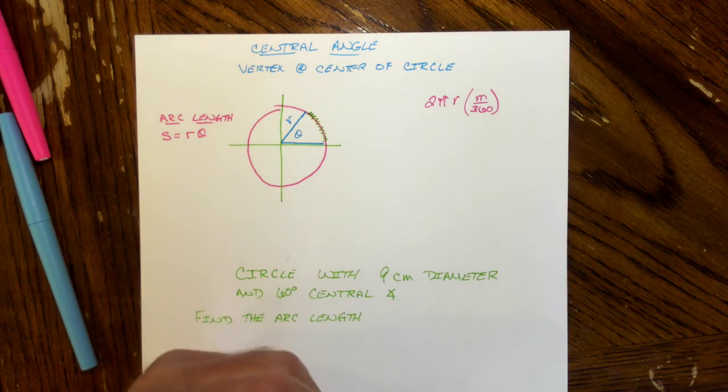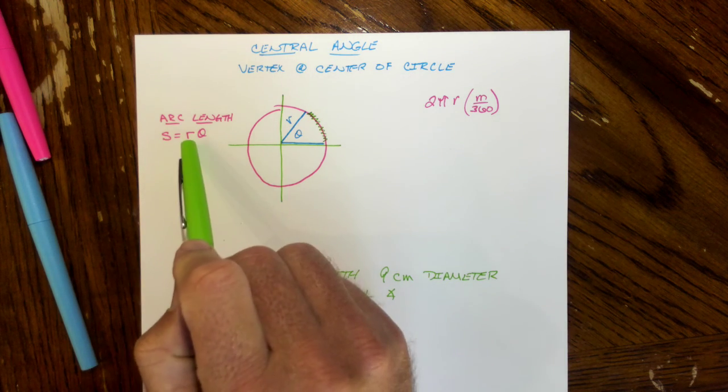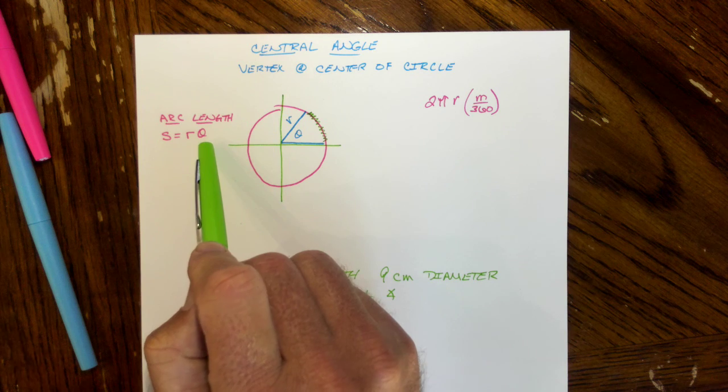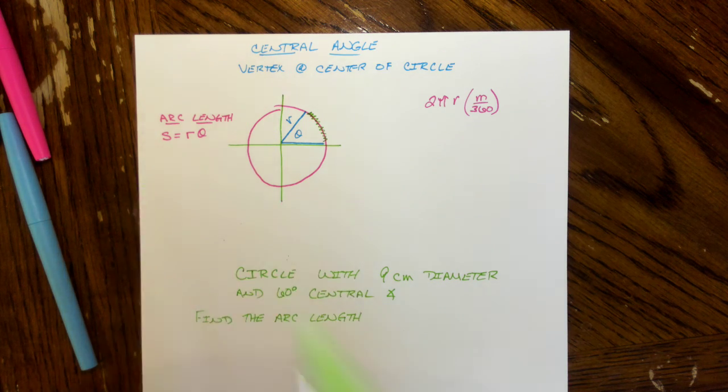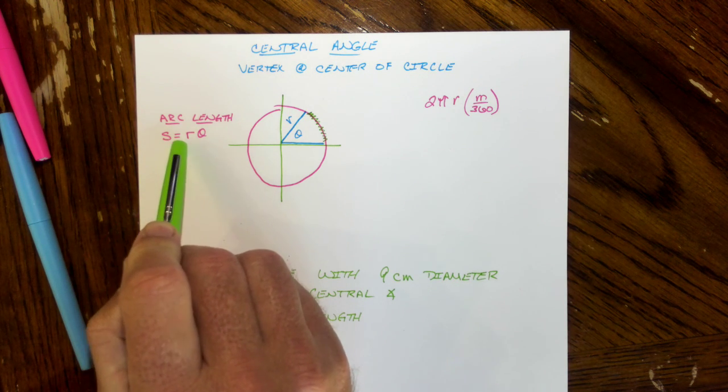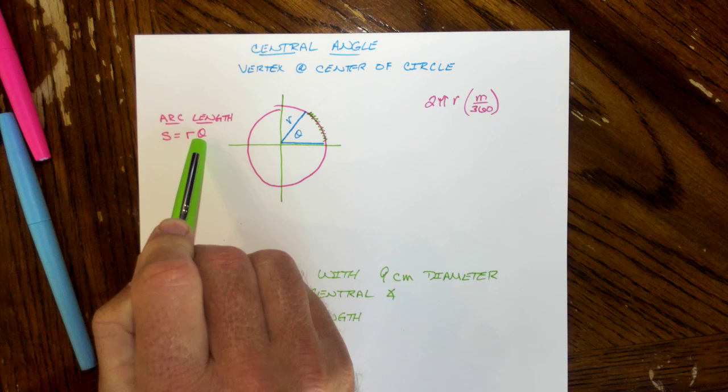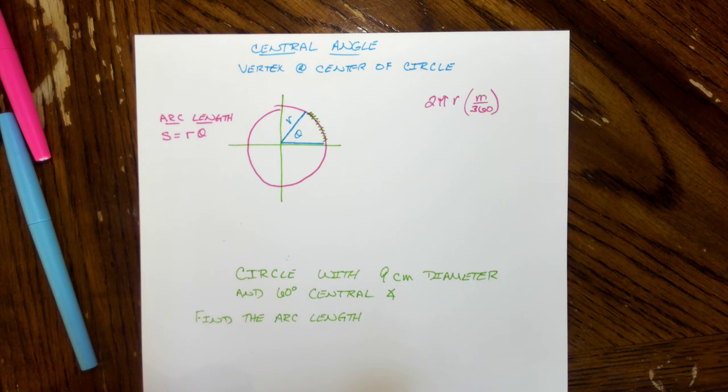Telling you now, with our circles, we can do this. We can take r times theta, and we will get our arc length. S is arc length for whatever reason. So the arc length formula, S equals r times theta. So let's look what we got.